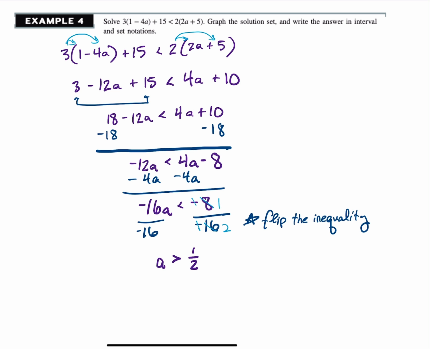So it wants a graph, interval, and set notation. So if this is 0 and this is 1, 1/2 would be right in between. And it's just strictly greater than 1/2. So imagine a curved parenthesis and everything greater than that. So everything on the right side.